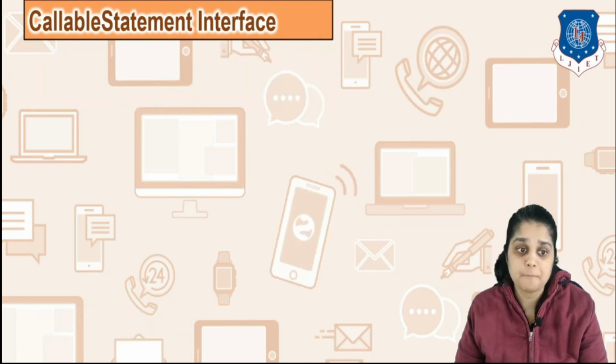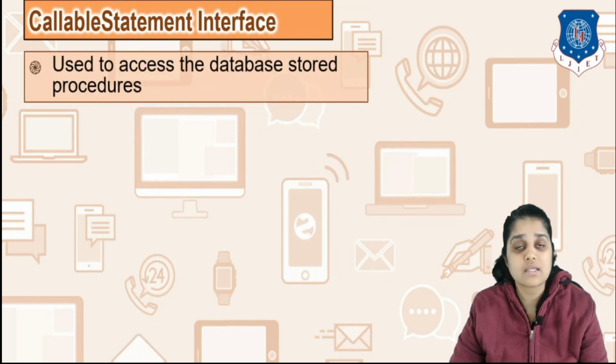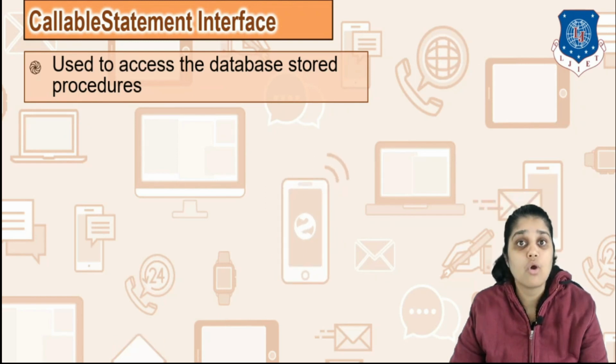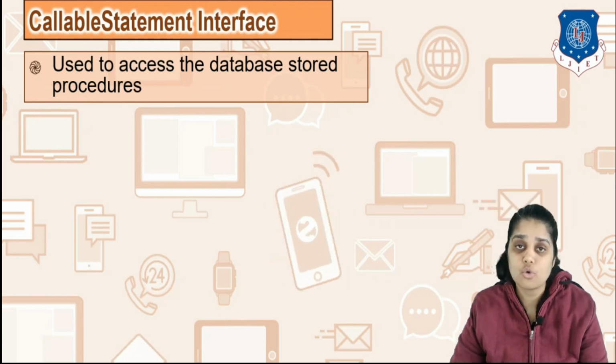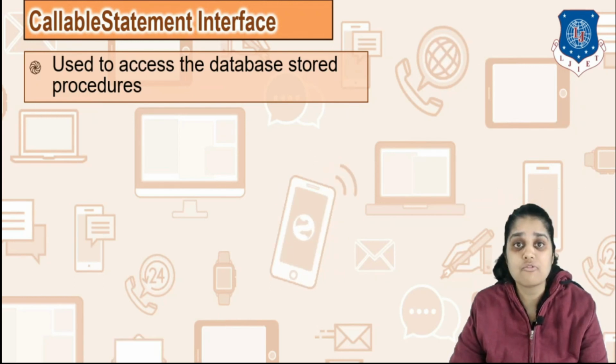So let's begin. The callable statement is basically used to access the database stored procedures. Now you are already familiar with a stored procedure. It is nothing but a simple block of code in which you have your SQL statements, and it can be used in applications where there is a single query which doesn't need to be changed and needs to be called multiple times.